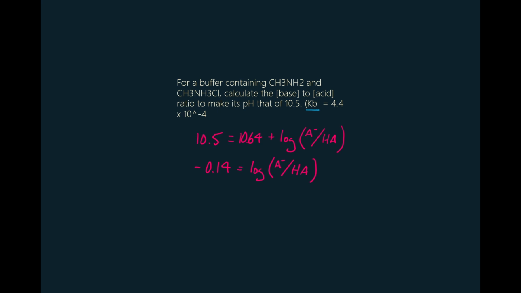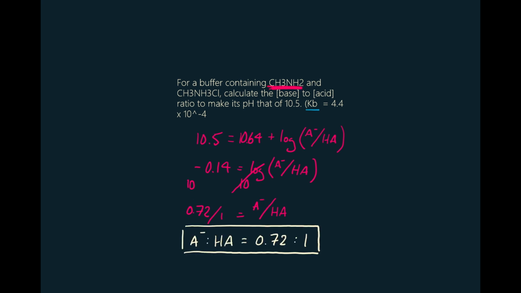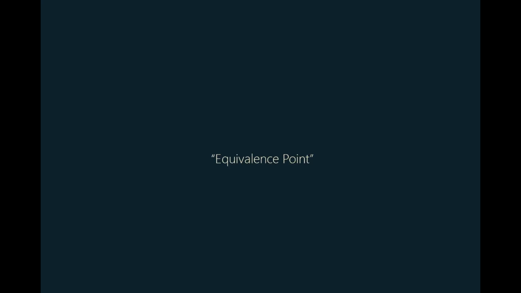We'll move the 10.64 over, take the base 10 of both sides to cancel out the log. So let's make this answer resemble the fraction on the right by putting the whole thing over 1. So it tells us for every one of our HA, 0.72 of our A- is needed to get to the pH of 10.5. To make it really accurate, as we said before, the one with the lesser hydrogens is our base, the A-, and the one with the more hydrogens is our acid, the HA.